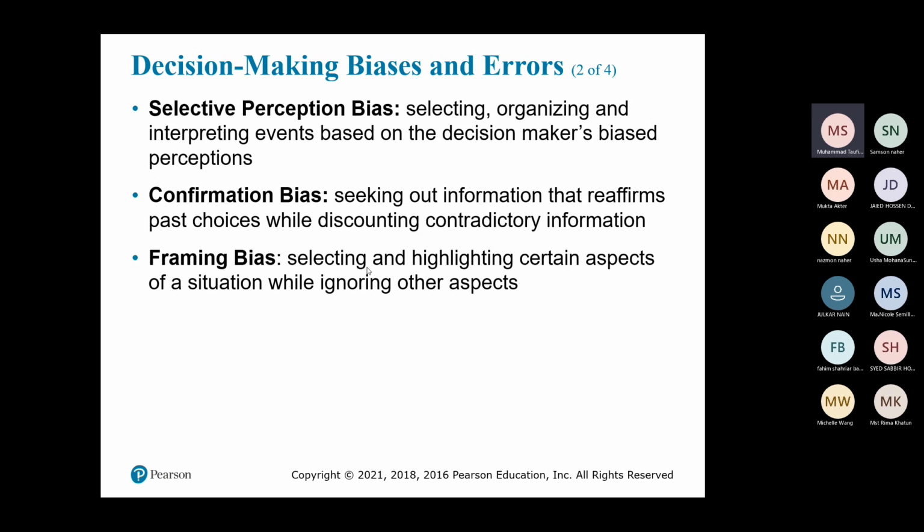And then framing bias: selecting and highlighting certain aspects of the situation while ignoring other aspects. This one is almost similar to confirmation bias, but here you selectively choose whatever information you want to have, while ignoring other information that you don't want to look at. So this is another mistake, framing bias.